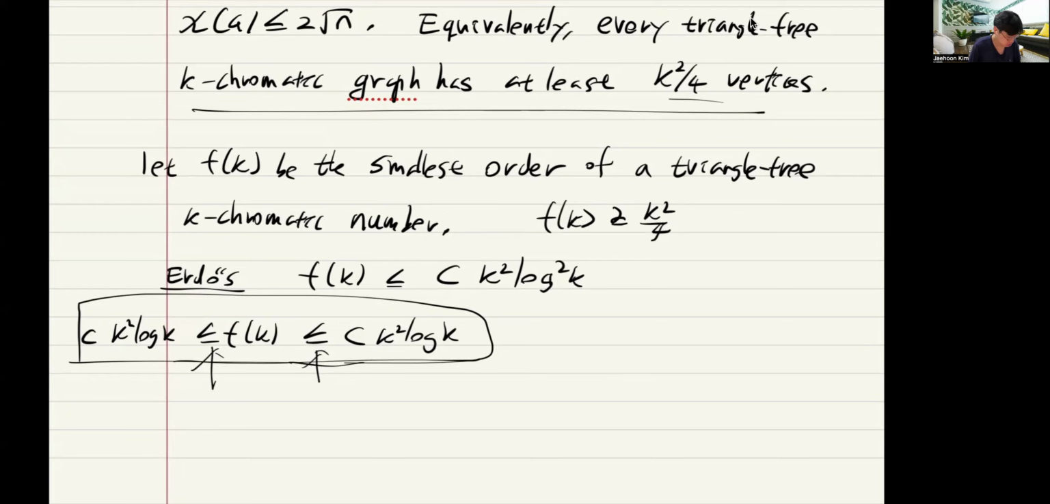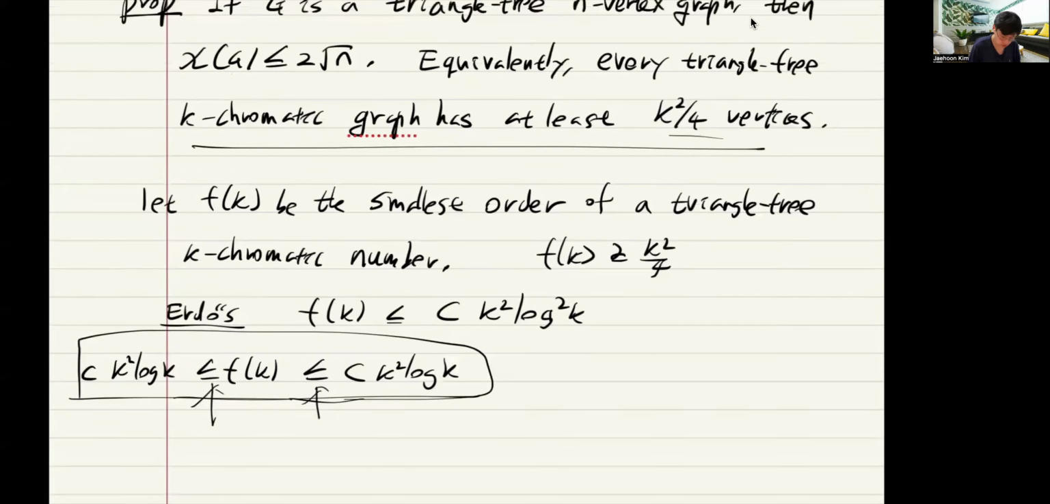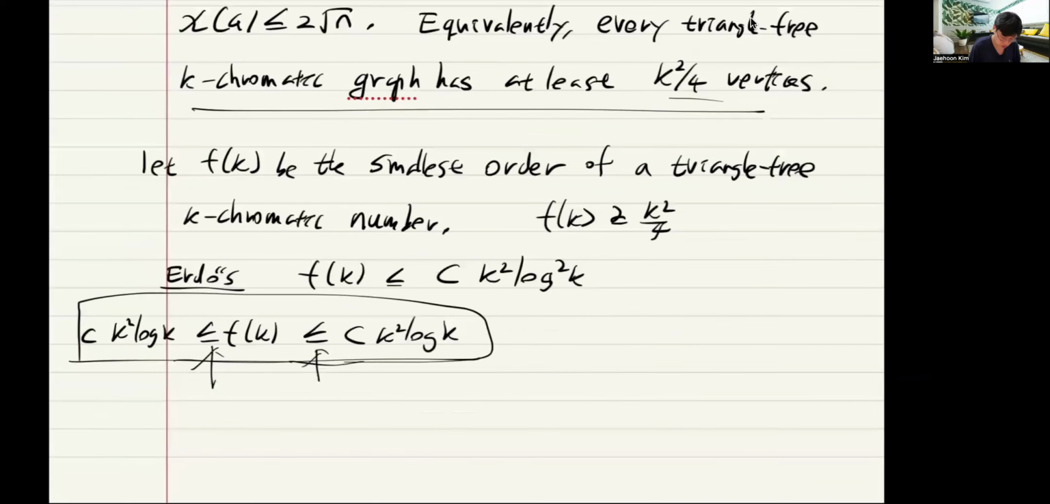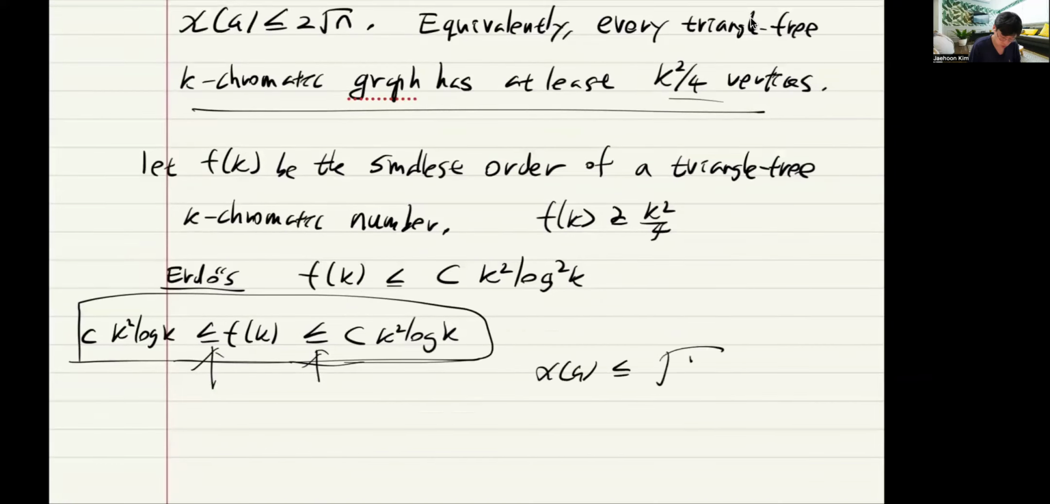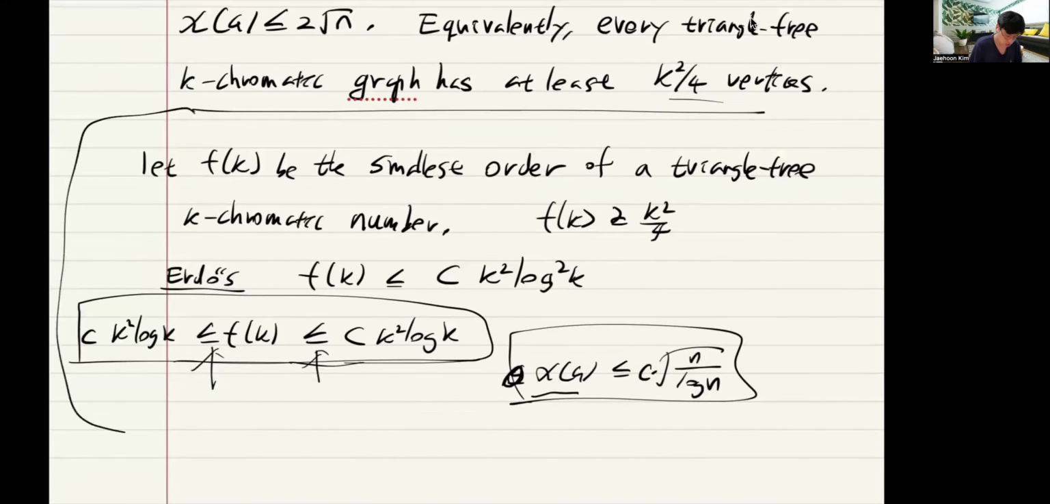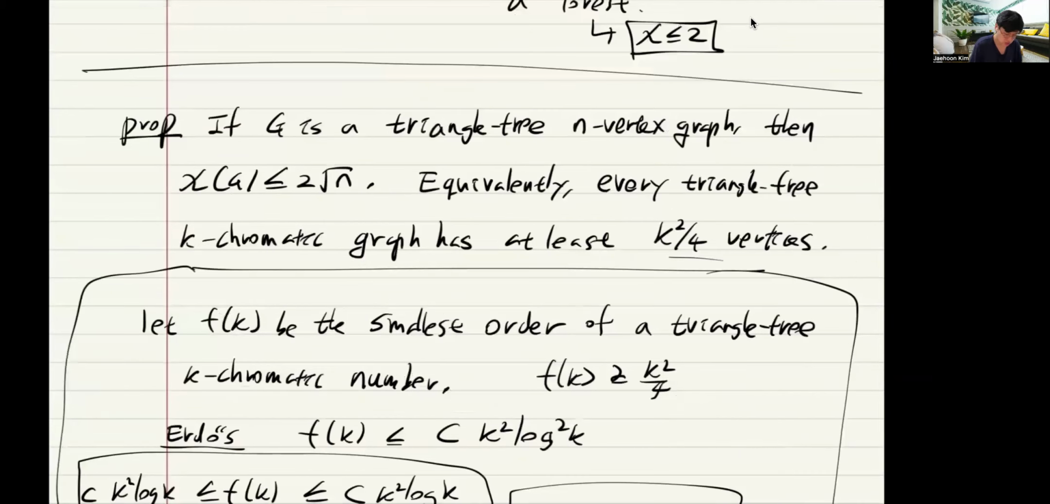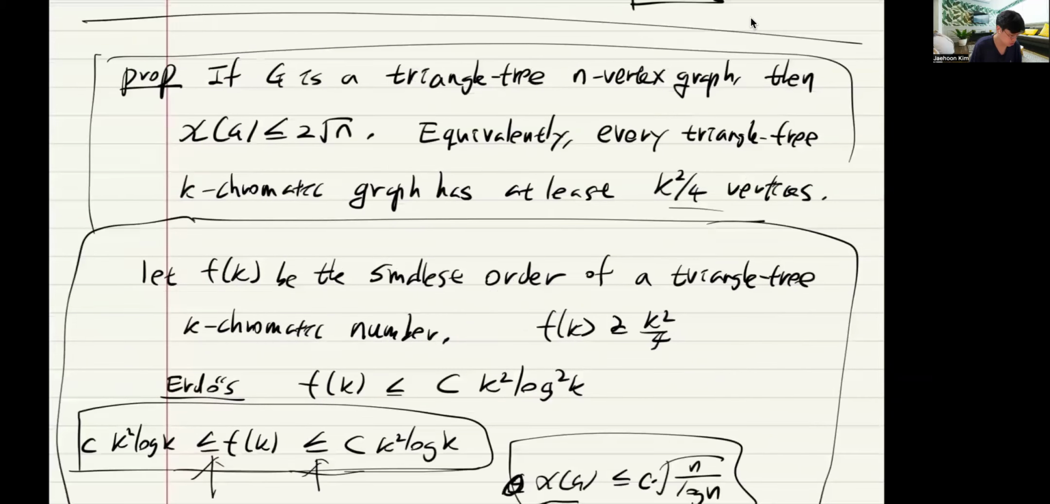This means that if you have a triangle-free n vertex graph, then the chromatic number is at most square root of n over log n, and there exists a graph whose chromatic number is at least some constant times square root of n over log n. Anyway, so that's about some facts. Then let's prove this proposition.